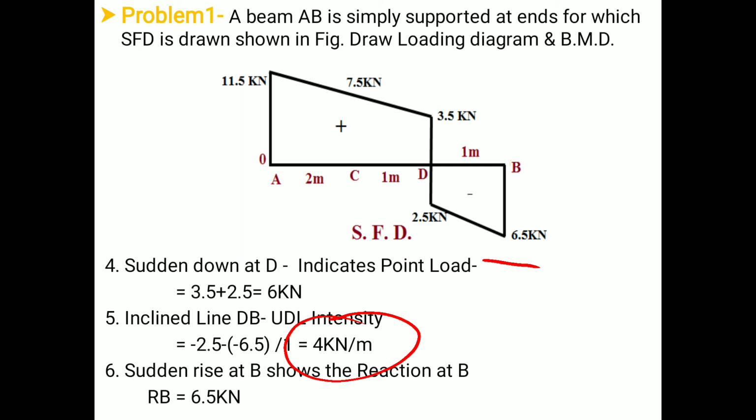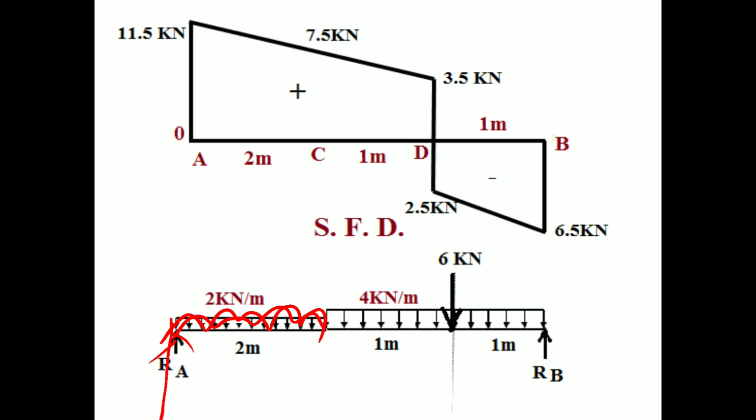So the intensity of UDL is 4 kilonewton per meter. And again you will observe a sudden change at point B from 6.5. It is not a sudden rise, it's a drop from 6.5 to 0. So it indicates that a reaction at point B is acting in the upward direction. From those calculated values we have to draw the loading diagram from the shear force diagram. So this loading diagram is this one.